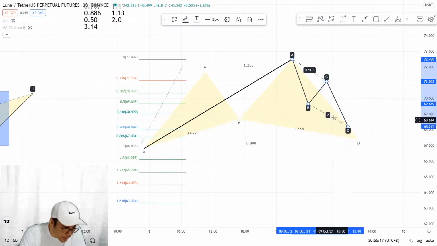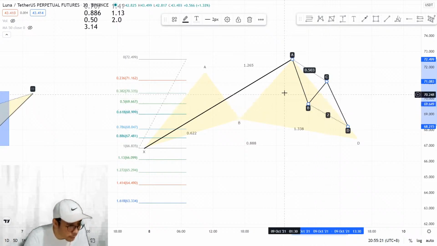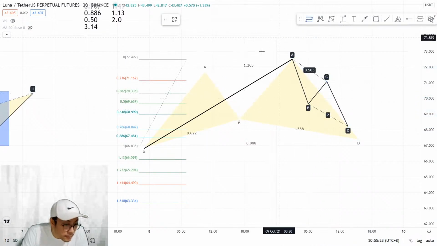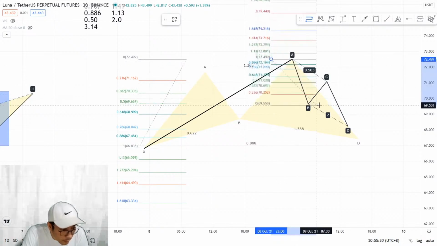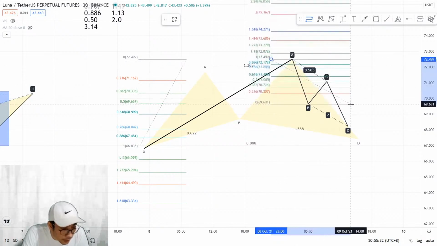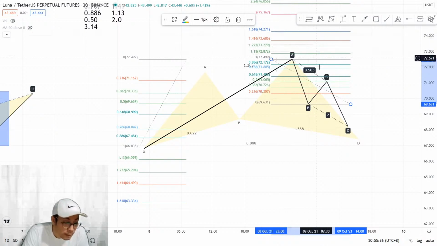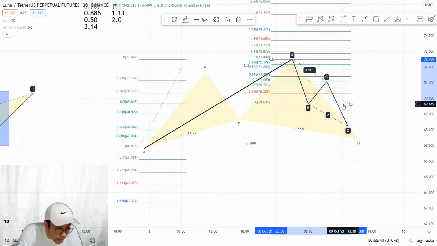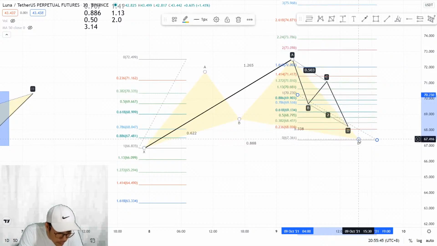What's going to be the reciprocal equivalent of this one? Usually what we're looking at here is an extension of AB. You will have to multiply AB by either 1.27 or 1.618. And we use this as reference from point C. Now, we're going to drag this one. Let's see. Usually, this is going to be completed at this level.